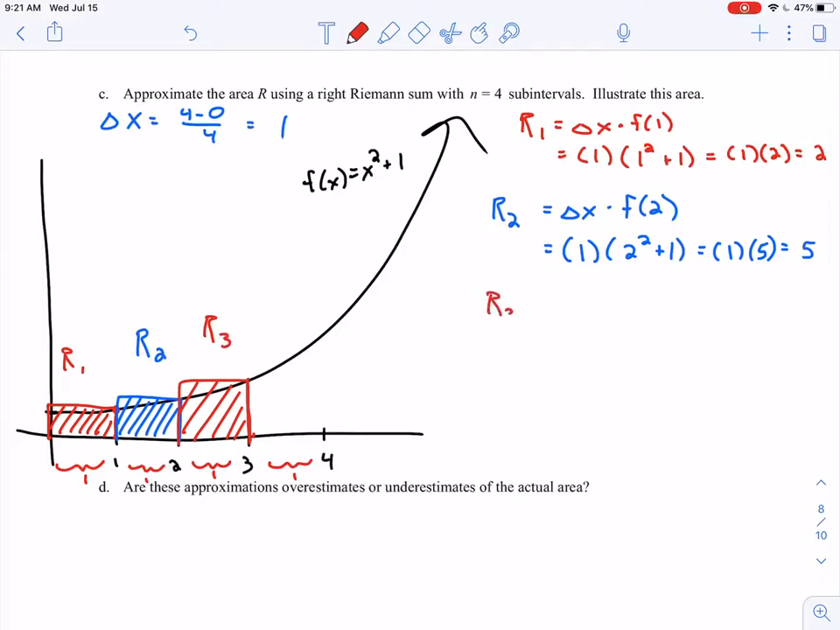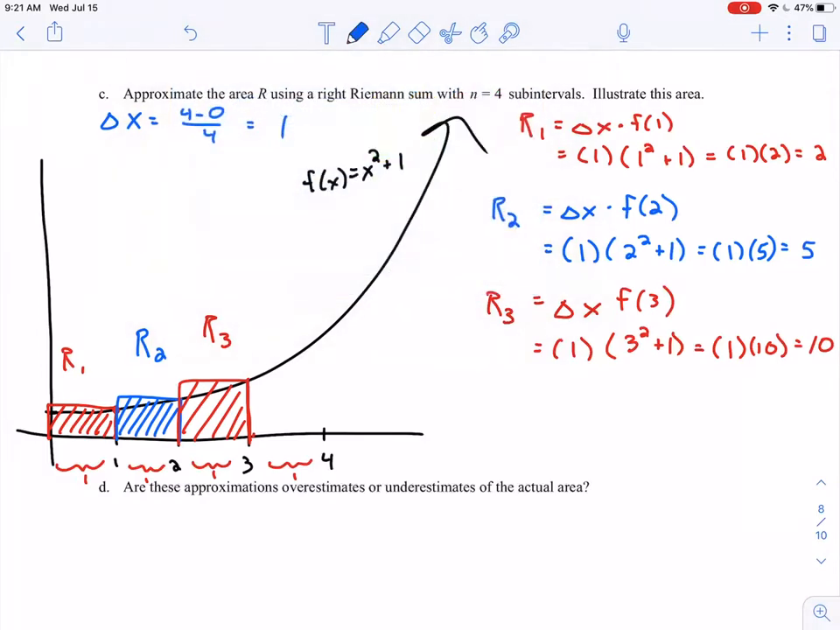So if I want to find the area of rectangle 3, it's the base, which is delta x, times the height. We said we were using the height of our function at 3, so times f of 3. So I will have 1 times f of 3. We said f of 3 was 3 squared plus 1. This is really 1 times 10, which would give me 10.